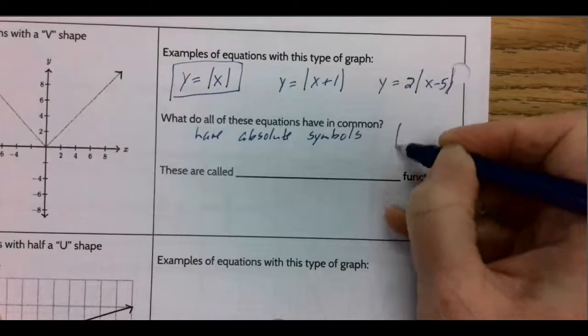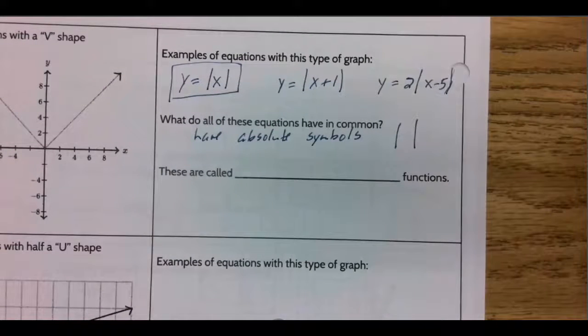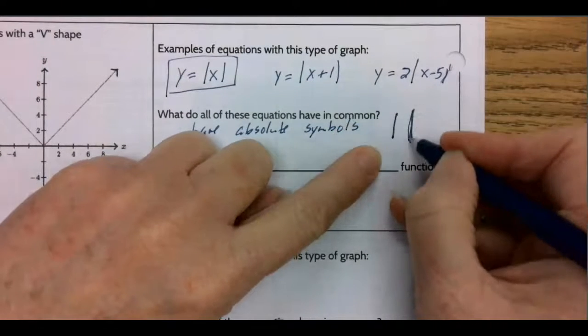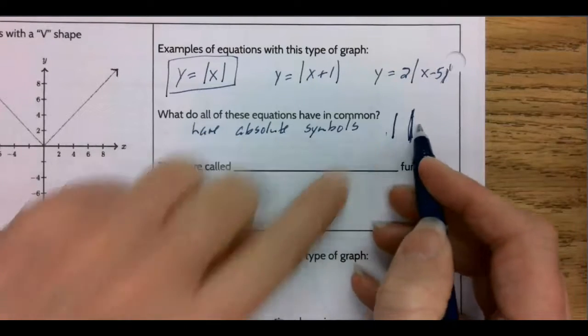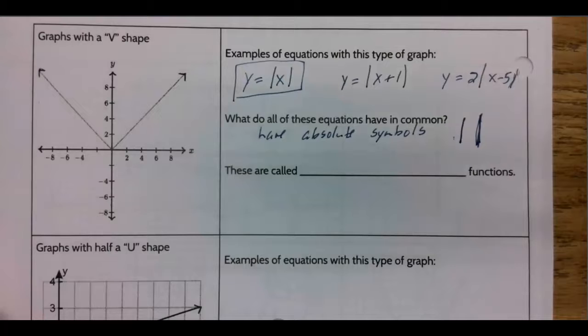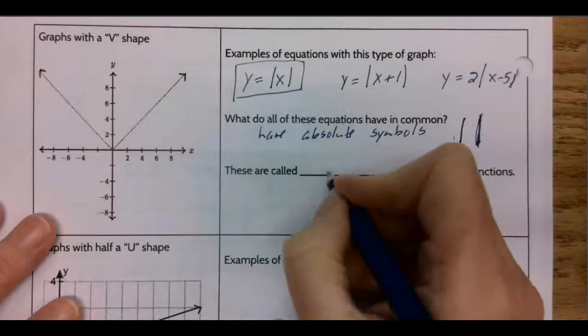And absolute value symbols are just the straight lines and the stuff in between. And remember, absolute value: when I plug it in, it's kind of like a magic little thing right here. Anything I plug in, as long as there's not a negative out in front, is going to always give me a positive back out. That's the absolute value function. So these are called absolute value functions.